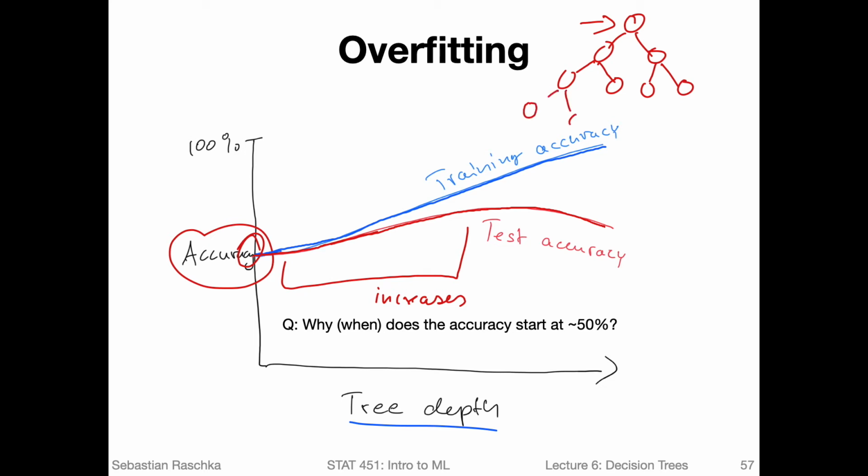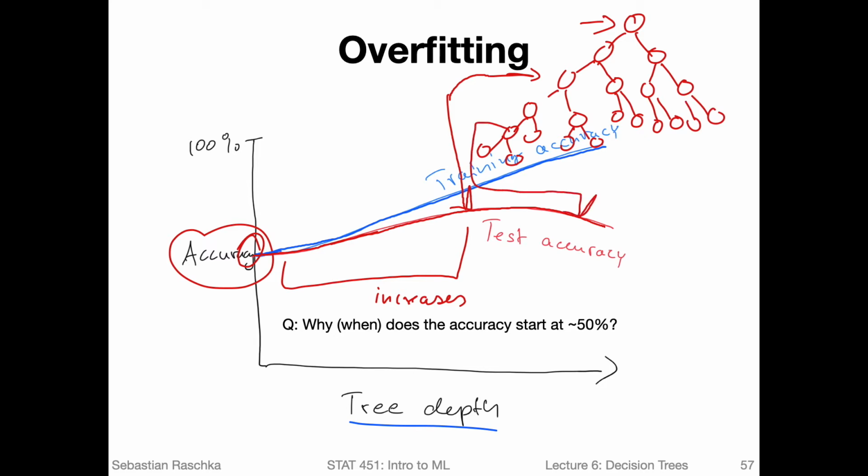But then if you split more, let's say this point is here, and then if you split it further and make it deeper and deeper, then at some point here you will have this point where you see that the test accuracy goes down. Although the training accuracy goes up, the test set performance is actually worse than it was here, so it's now smaller. So that's the effect of overfitting, and that usually happens if the trees become very deep.